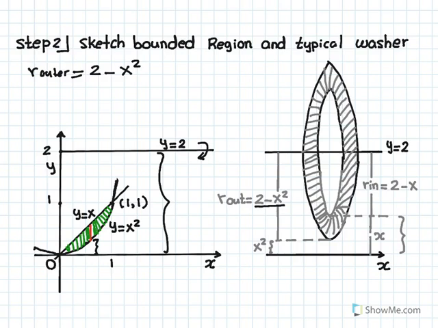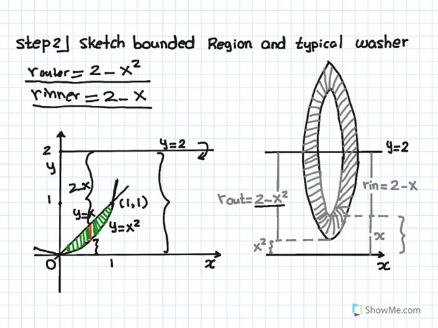The inner radius is the distance from the axis of rotation, which is y equals 2, to the closest point on the rectangular element. That's going to be 2 minus x. So it's this distance that we're after. That's 2 minus x. So radius inner is equal to 2 minus x. Very important that you convince yourself that these are the correct radii, radius outer being 2 minus x squared and radius inner being 2 minus x.